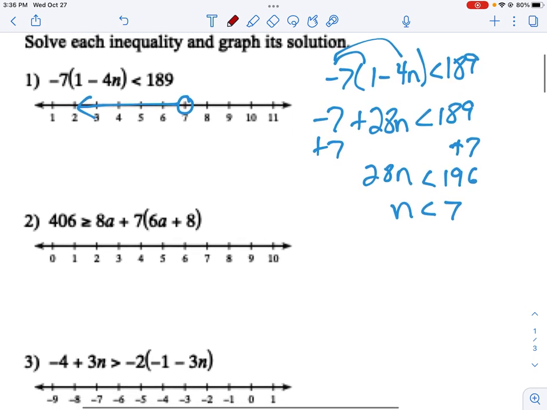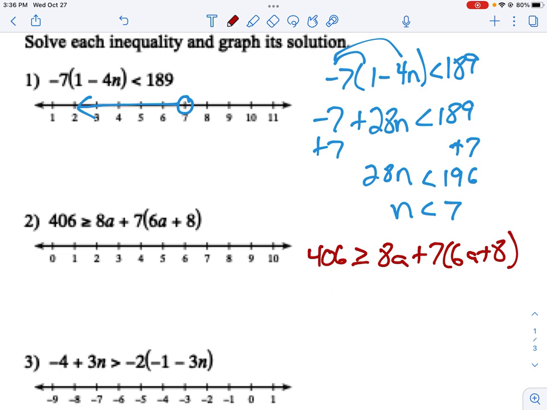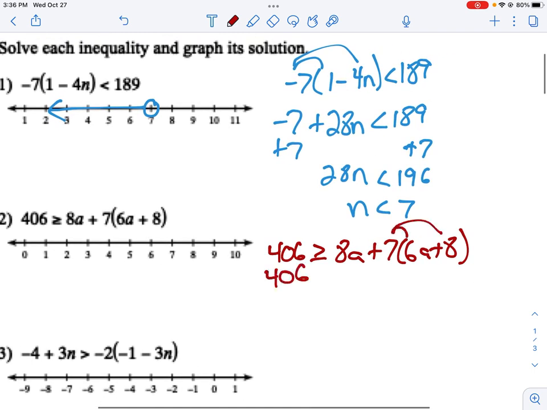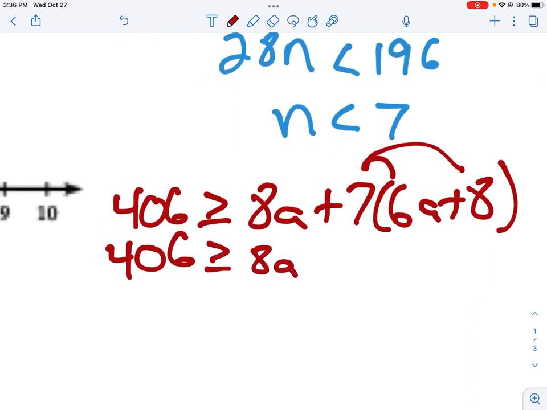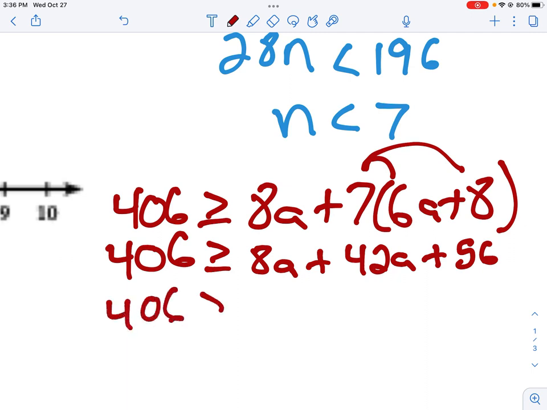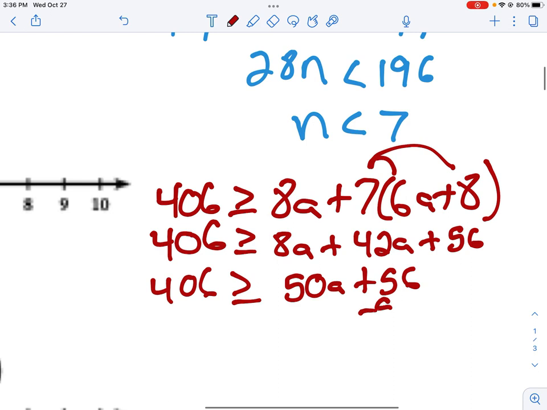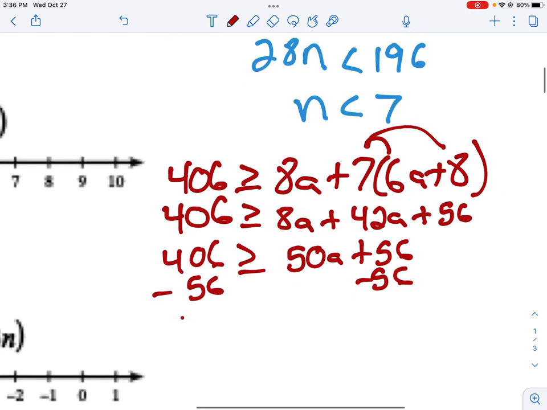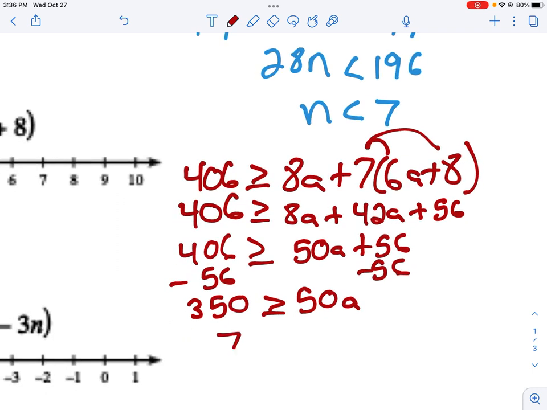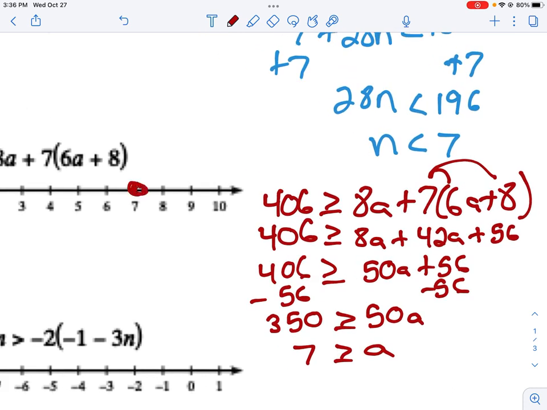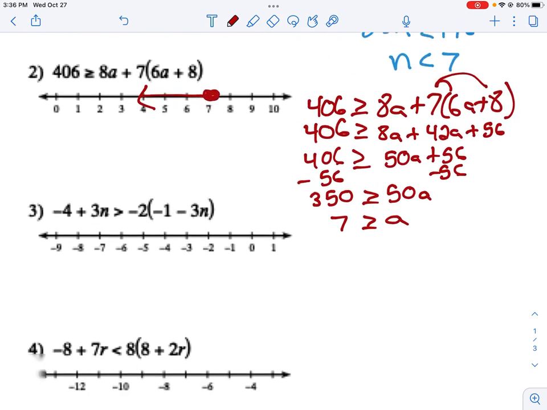Let's try number 2. Distribute that 7 first. Combine like terms. Subtract the 56. Divide by 7 again. This time though it's a closed circle. And 7 is greater than, so it's going to the left again. All right, let's look at number 3.